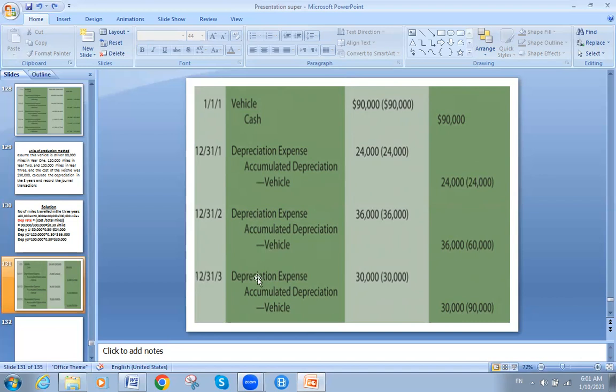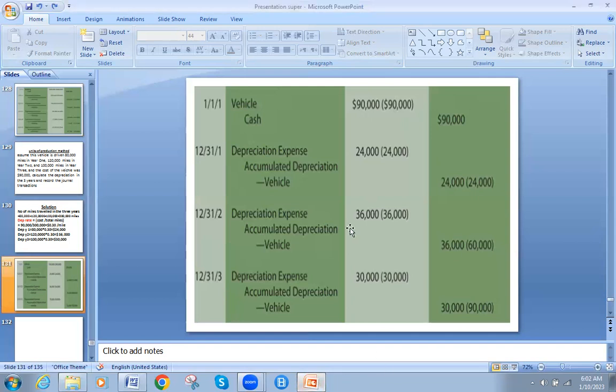Second year is the same, third year is the same. But the number only will be different based on the number of miles which it did. The only thing different is the number of miles. And we will repeat the same. Okay.